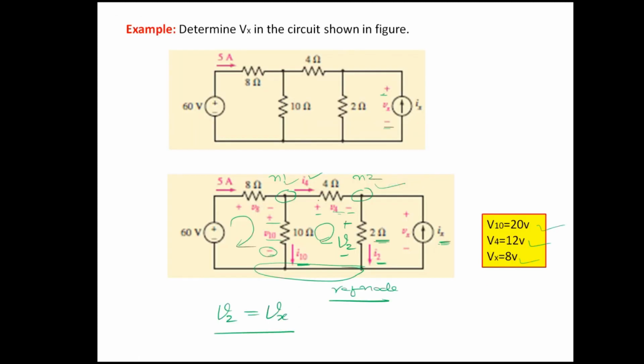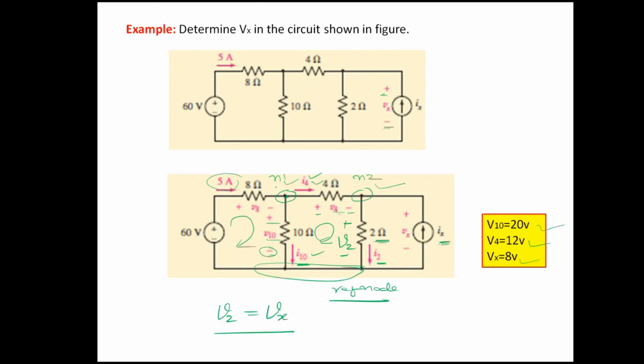First we write the appropriate KCL equations. If you look at the diagram, at this node 5 amperes current is entering and I4 and I10 are leaving. Therefore, I write I4 plus I10 is equal to 5. This is one equation we got.